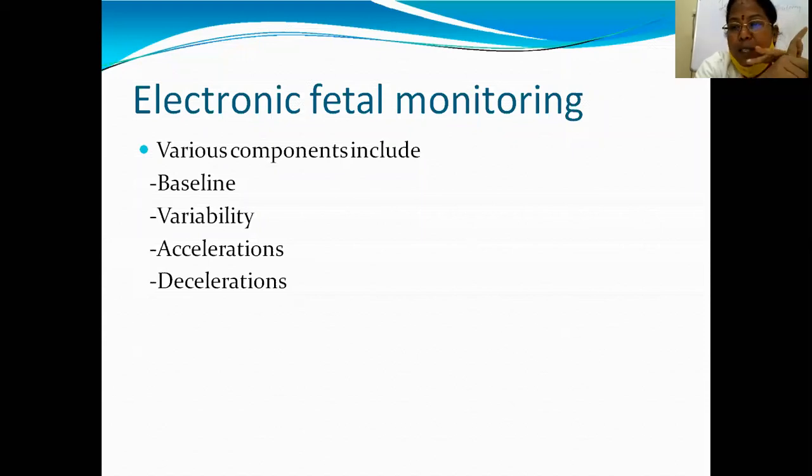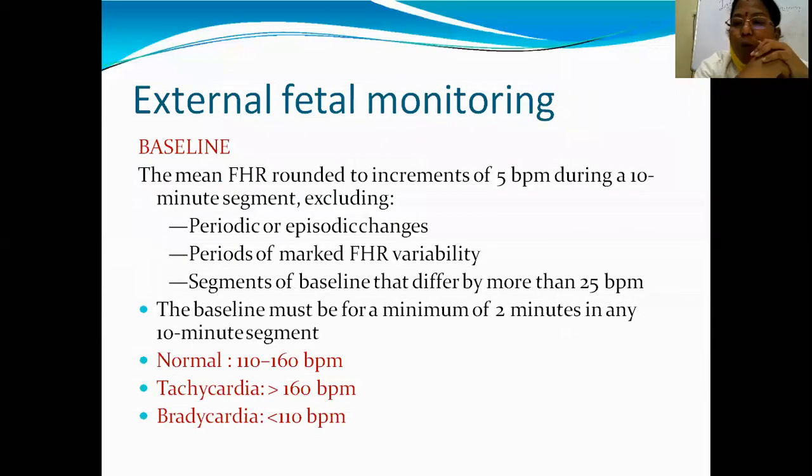So what is the baseline heart rate, whether there is variability, whether there are accelerations, meaning an increase in the heart rate, and whether there are decelerations, meaning a decrease in the heart rate. So what things will we see? Baseline. Baseline means the baseline fetal heart rate.